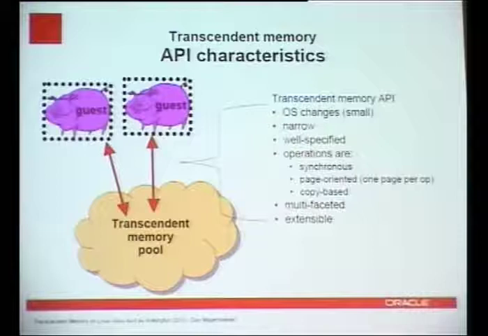The interface is very narrow in that there are six function pointers for Linux, and I'll show those in a minute, and they funnel down to a single Xen hypercall. There's a spec online today. The mechanism basically is it works by synchronously copying whole pages between the guest and the hypervisor. That's the underlying mechanism, copying pages.